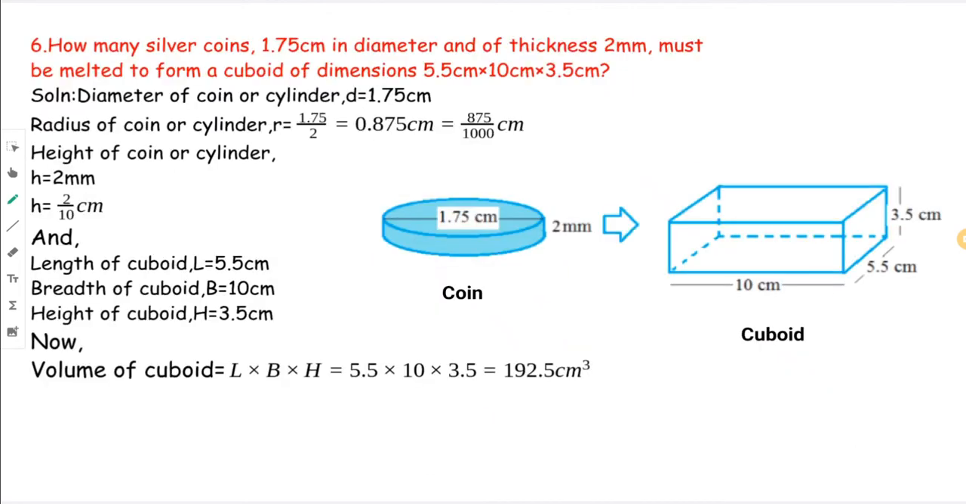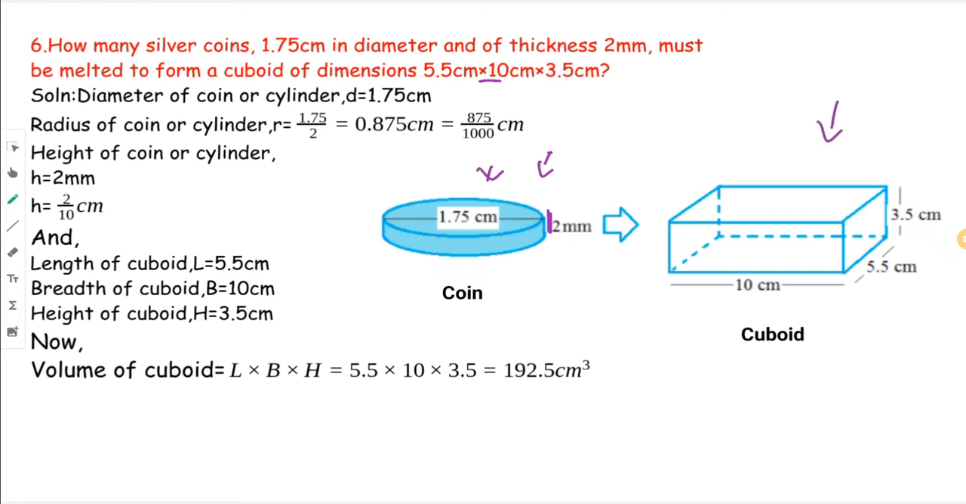Let's do one more. How many silver coins? So this is a coin, you can already see here, diameter given to us, thickness given to us. So thickness will give us the height here. All right, the coins must be melted to form a cuboid of this dimension. Okay, how many coins must be melted to form these dimensions, everything given to us.